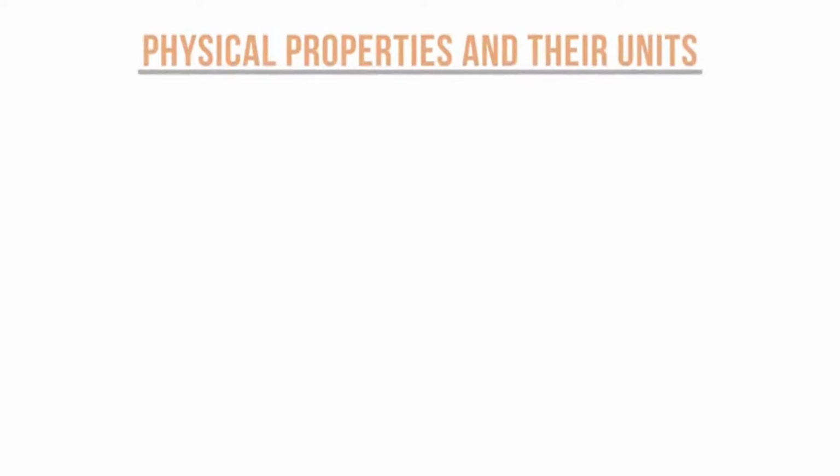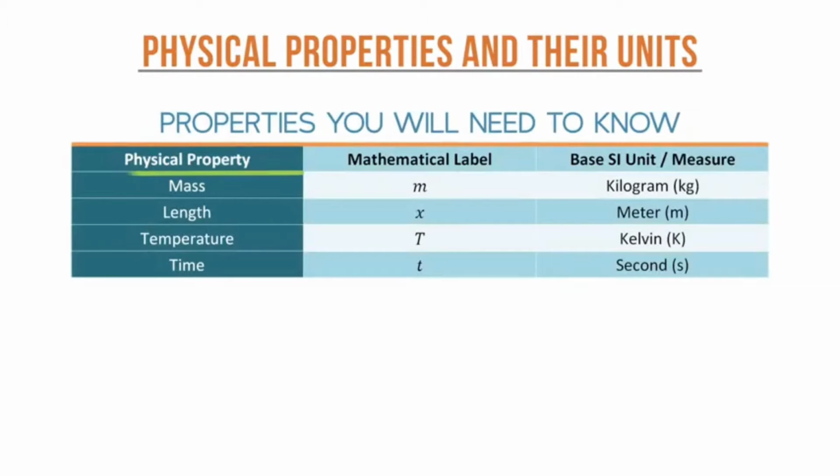The fundamental physical properties you will need to know for the tests are as follows: mass, length, temperature, and time. You can see that for each property there is a mathematical label, which is used in formulas, and the actual name of the corresponding SI unit of measure. Please feel free to pause the video and familiarize yourself with the information on this chart.